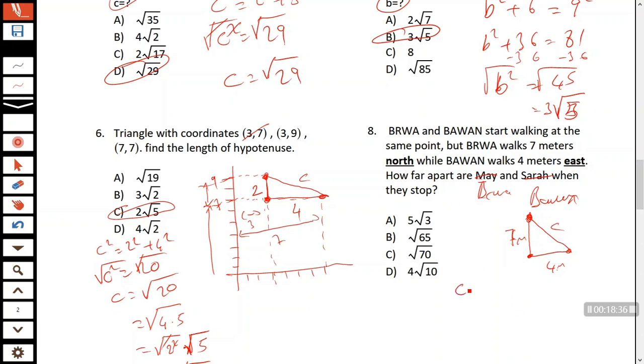The question is the same, asking about this hypotenuse. C squared equals 7 squared plus 4 squared. C squared equals 49 plus 16. 49 plus 16 is 65. Use the square root. So the answer is the square root of 65. This is the end of the video.